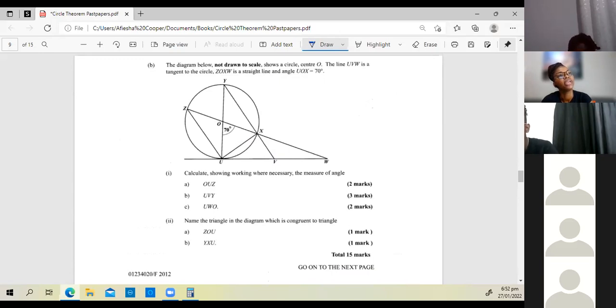Calculate, showing working when necessary, the measure of angles. So we have UOX is 70 degrees, UVW is a tangent line, ZOXW is a straight line. All right, so we've seen a lot of stuff and we need to break it down, right? OUZ. OUZ, how much is that here?